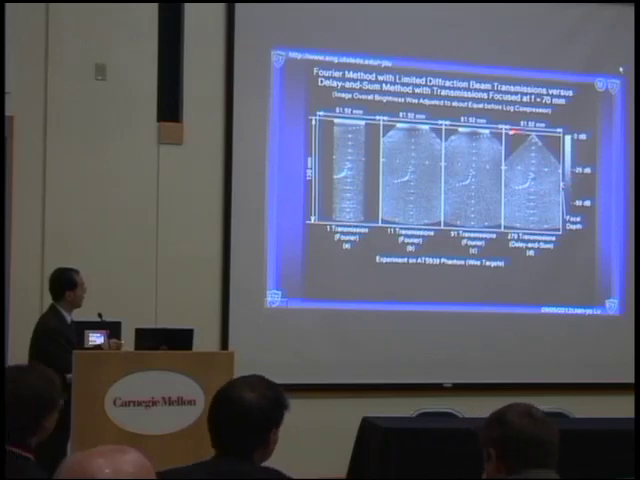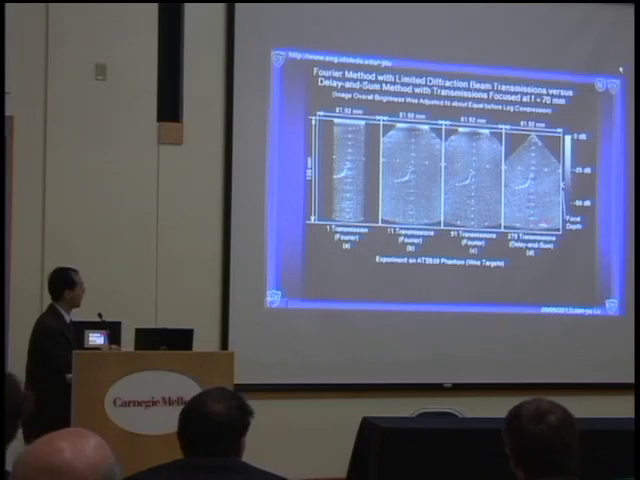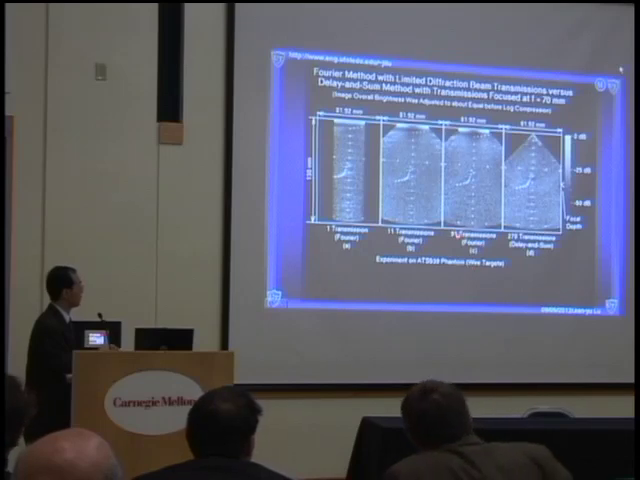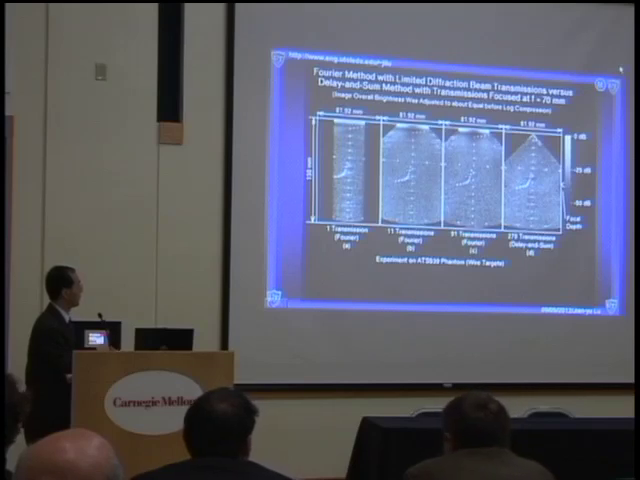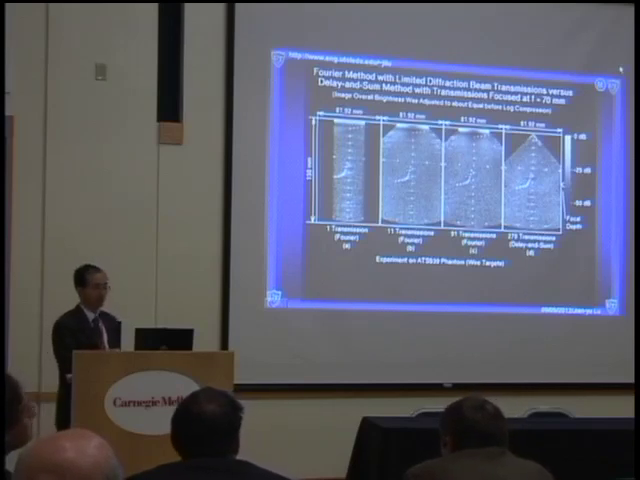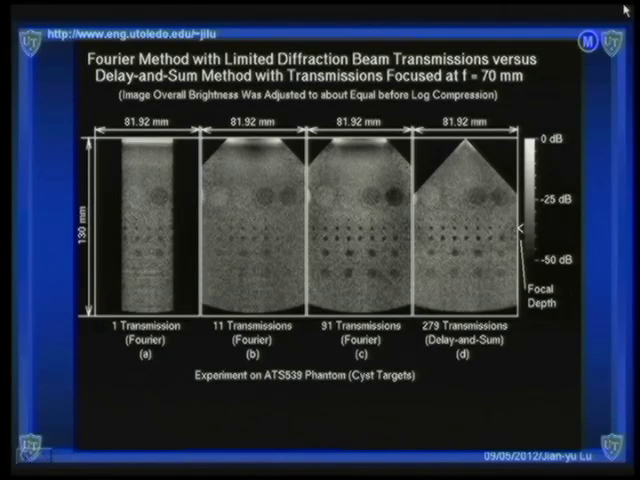So you can see the focused beam, once it's focused here, you get a very good image reconstructed around the focus. But outside the focus, it tends to diverge. But with 91 transmissions using plane wave and Fourier reconstruction, we can get quite good images over the entire field of view. And we also see the images in the cyst area, the other area, in the horizontal direction.